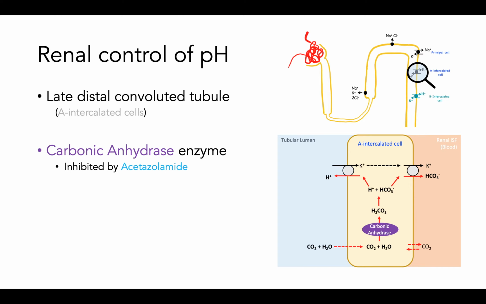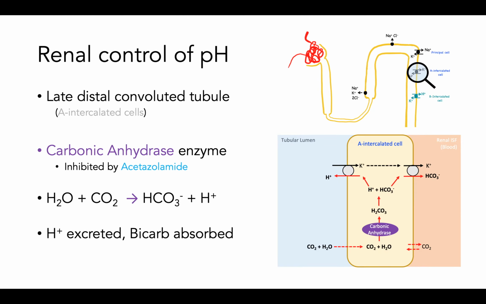Now this enzyme might be familiar to you because it's the target of another diuretic drug called acetazolamide. The reaction catalyzed by carbonic anhydrase is this one. Water plus CO2 gives bicarbonate and H+. And so what these cells do is excrete the H+, while resorbing the bicarbonate component back into the blood. And that's really convenient.